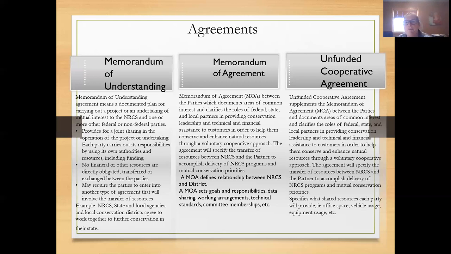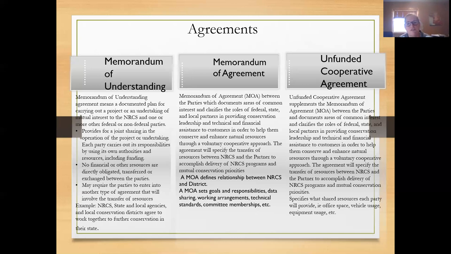And then the Memorandum of Agreement and the Unfunded Cooperative Agreement kind of go together. The Memorandum of Agreement is the main piece, and the Unfunded Cooperative Agreement is the supplement to the MOA. The MOA is between the parties, which documents areas of common interest and clarifies the roles of the federal, state, and local partners in providing the conservation leadership and technical and financial assistance to customers in order to help them conserve and enhance natural resources through a voluntary cooperative approach. The agreement will specify the transfer of resources between NRCS and the partner to accomplish delivery of NRCS programs and mutual conservation priorities.